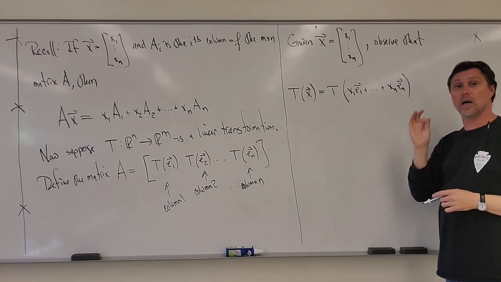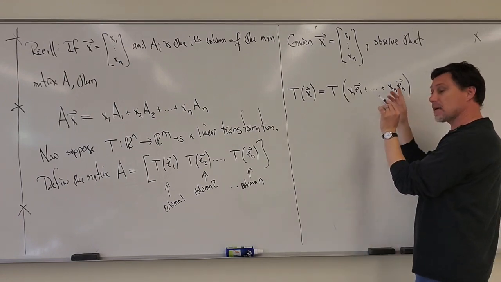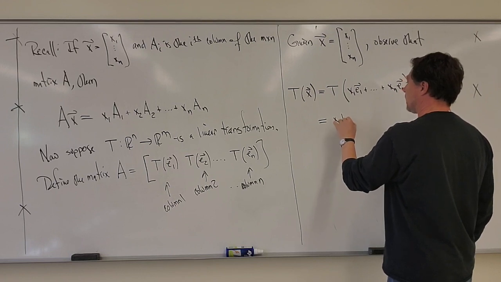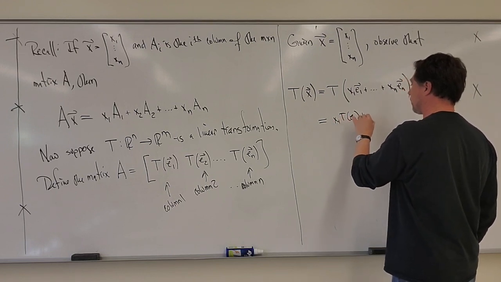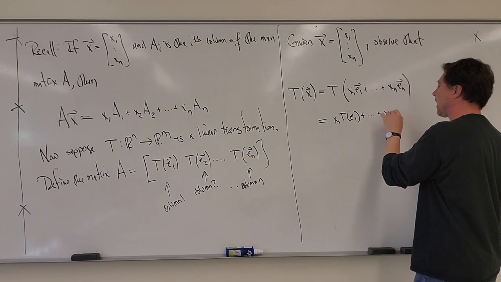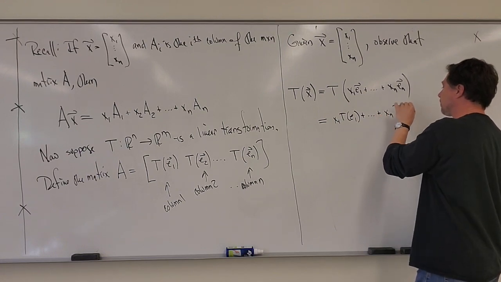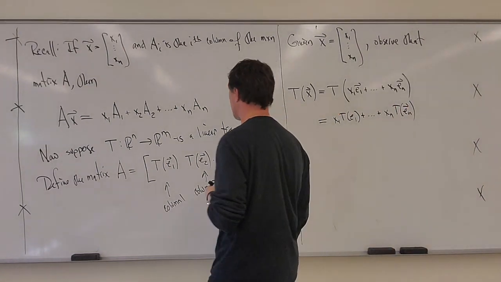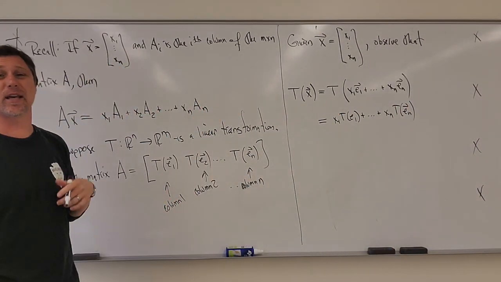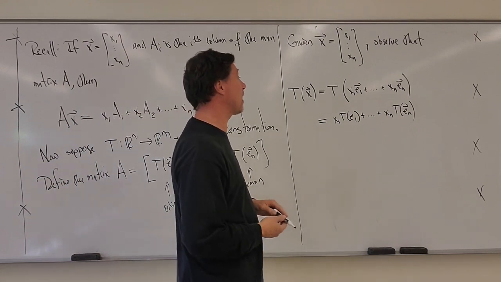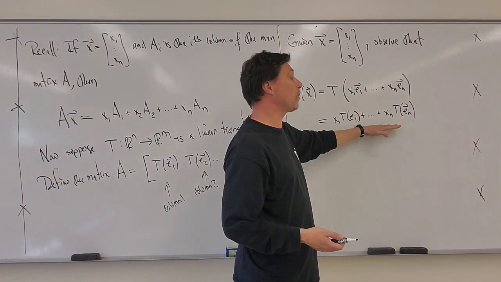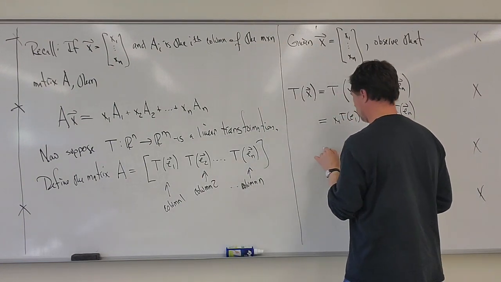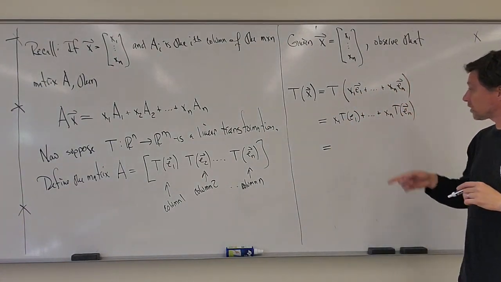T is a linear transformation, which means I can break this up. It satisfies the properties x1 T e1 plus dot dot dot plus xn T of en. If you have a linear transformation, it satisfies those properties. I call them properties A and B. That allows us to split this linear combination up in this format right here.